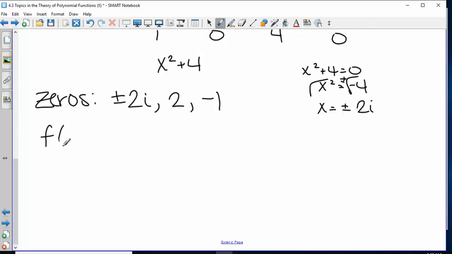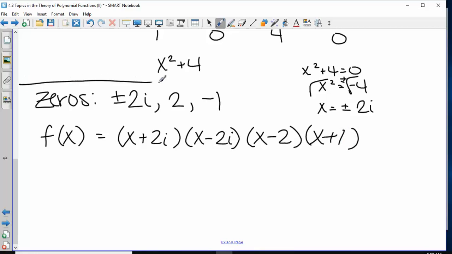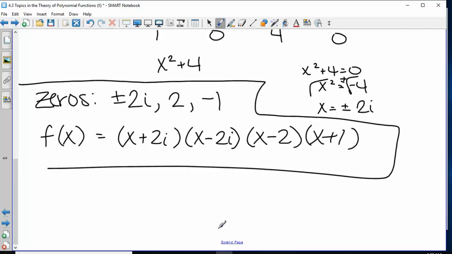The factored form, we could do x plus 2i, x minus 2i, x minus 2, and x plus 1. So the i's weren't on my list of possible zeros because it only tells me the rational ones, the ones that can be written as a fraction.